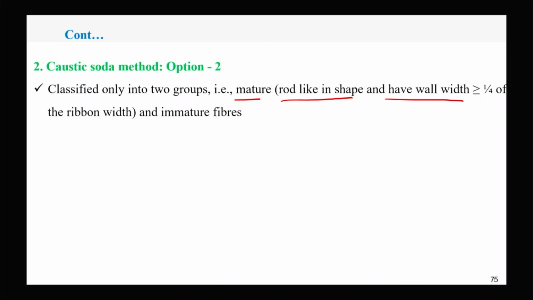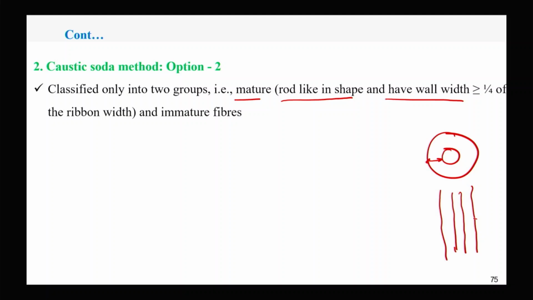One is mature fiber, rod-like in shape, which has a wall width more than 1/4 of the ribbon width. Wall width means the wall of the fiber cross section. Suppose this is the fiber cross section; this is the wall. Now when we see the fiber under the microscope, this is the wall width, and this is the total ribbon width.